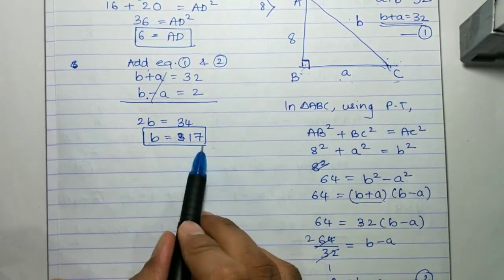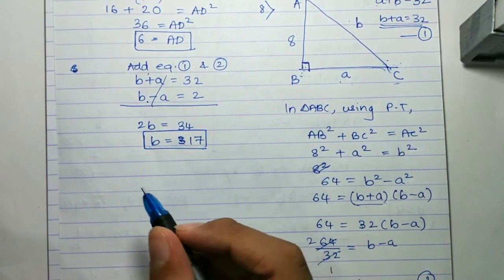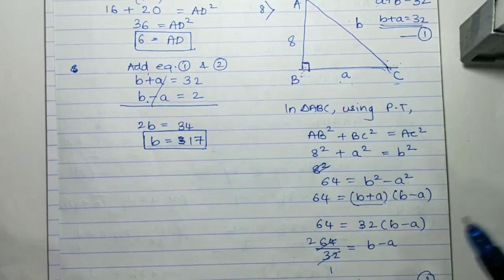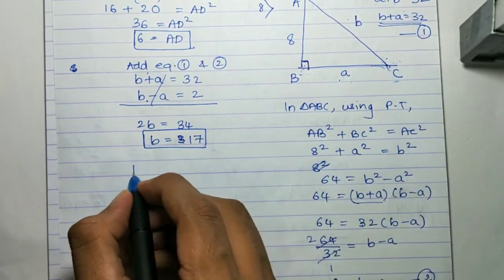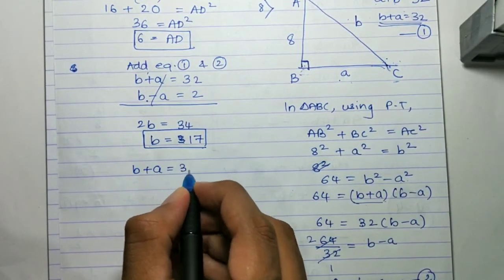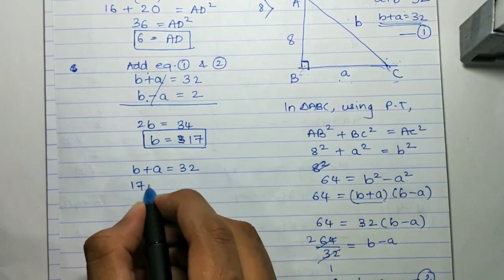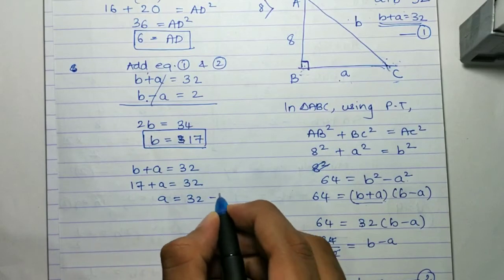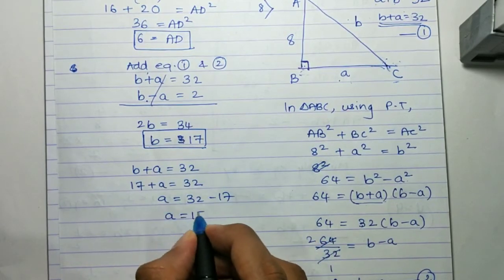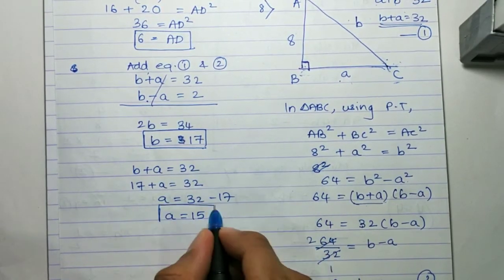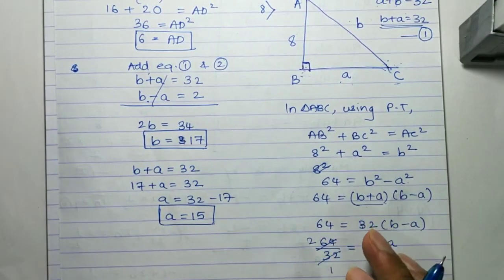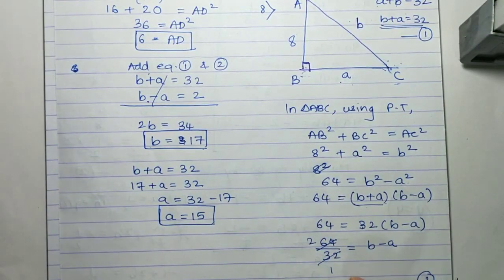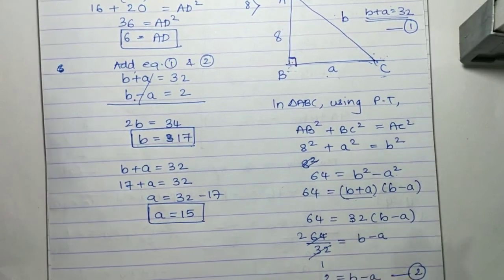Now once I have B, I can easily find A using any equation, this or this. So let's say I use this equation. B plus A is 32, but B is 17. So what will A be? 32 minus 17, that is 15. So A is 15 and B is 17. That's it.